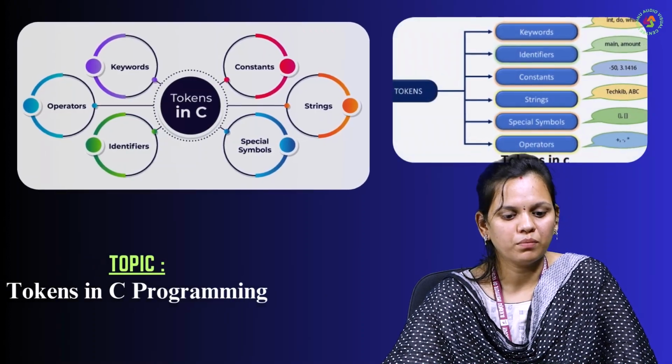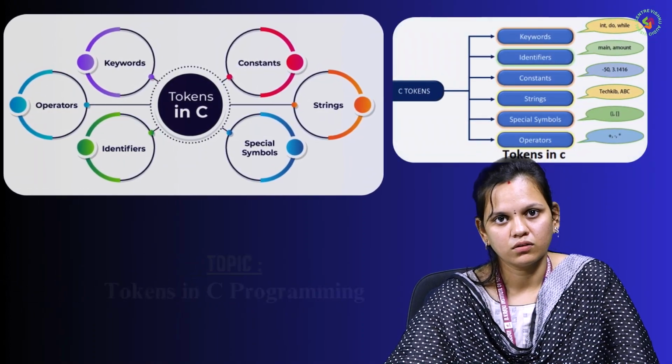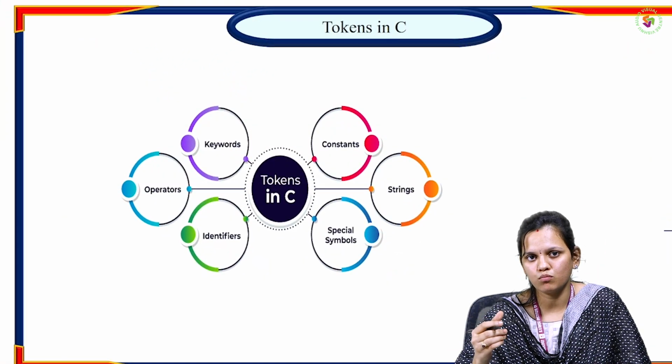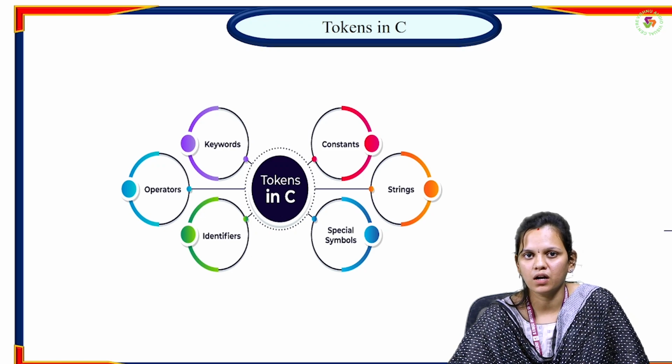So today our topic is about tokens in C. Okay, what is a token? A token is the smallest individual part which cannot be divided further.